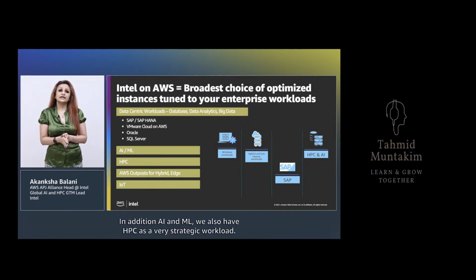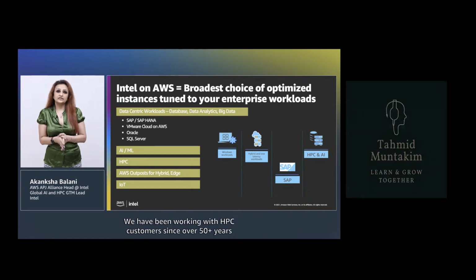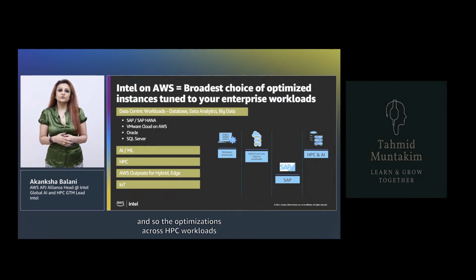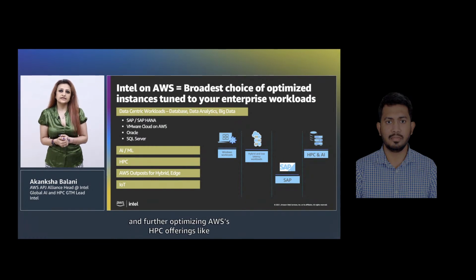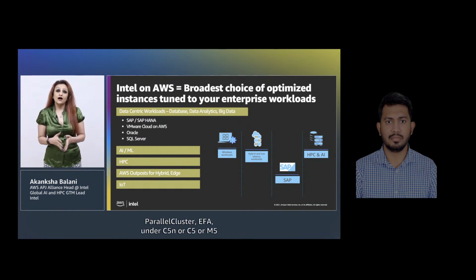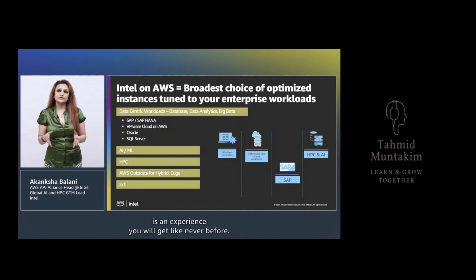In addition to AI and ML, we also have HPC as a very strategic workload. We have been working with HPC customers for over 50 years. And so the optimizations across HPC workloads and further optimizing AWS's HPC offerings like ParallelCluster, EFA, under C5N or C5 or M5 is an experience you will get like never before.